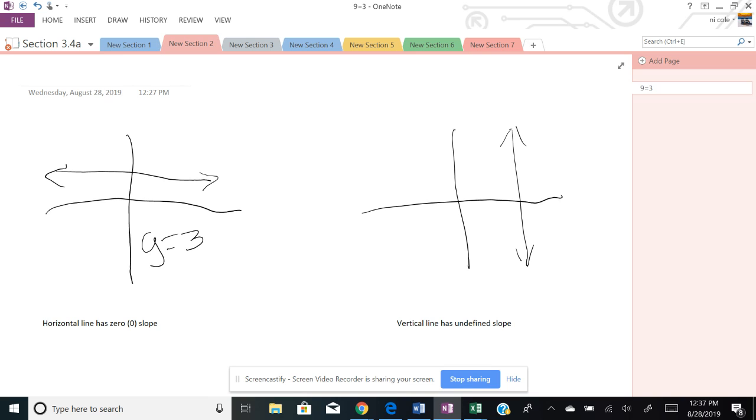On the second example over here, you have a vertical line. It's going up and down. A vertical line has undefined slope. So if you get something that has a vertical line and it asks for the slope, you're going to say it's undefined. And this is an example of x equals 4.